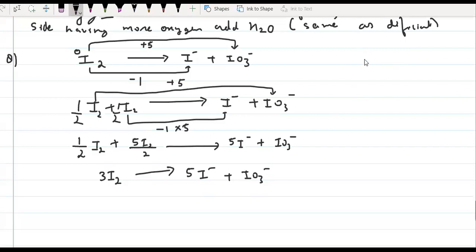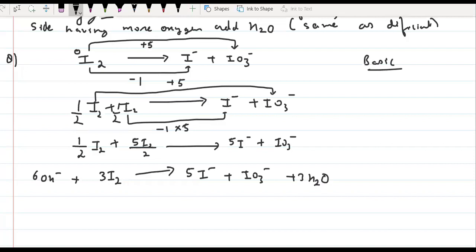Basic medium. Number of oxygen: this side 3, this side 0. So this side has less oxygen. What you have to do, how many oxygen is deficient? 3. So add 6 OH minus on this side, plus 3 H2O on this side. Got it? So this is balanced.